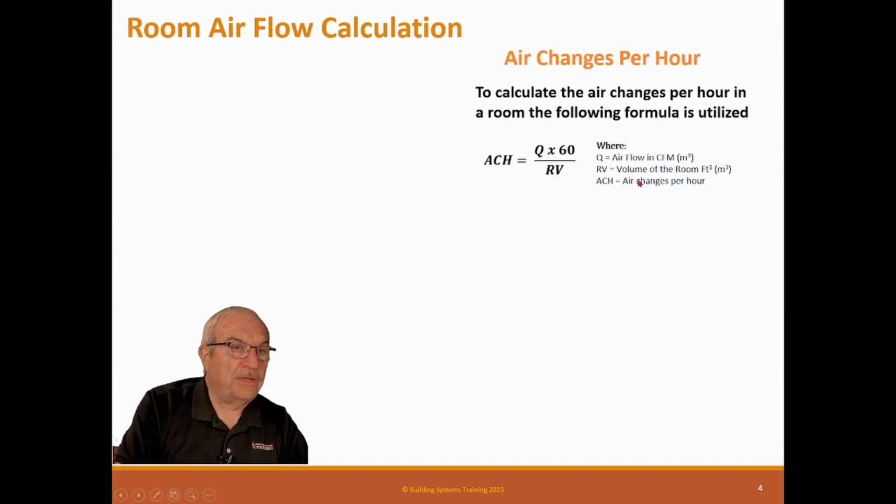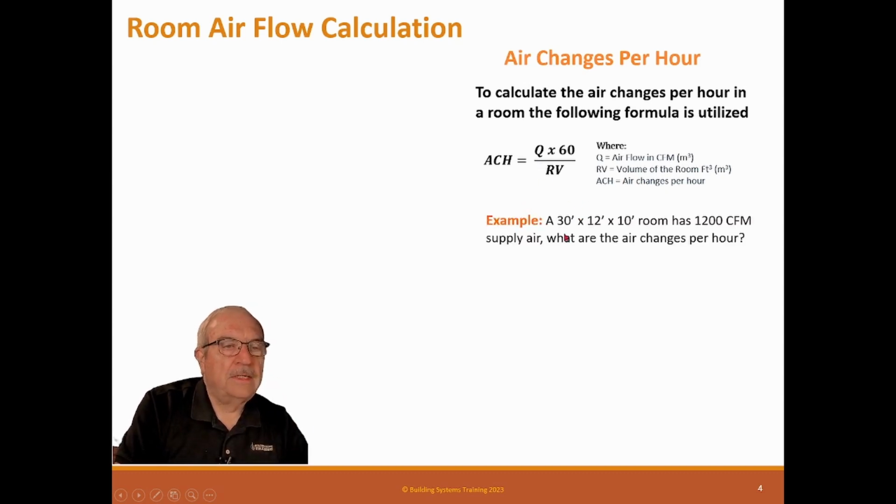So you will need to find the room volume, and the room volume is in cubic feet. And of course the Q is in CFM because that's the flow of the air, and ACH is the air changes. So let's say you have a room that's 30 feet by 12 feet by 10 feet and has 1200 CFM of supply air. What is the air changes per hour?